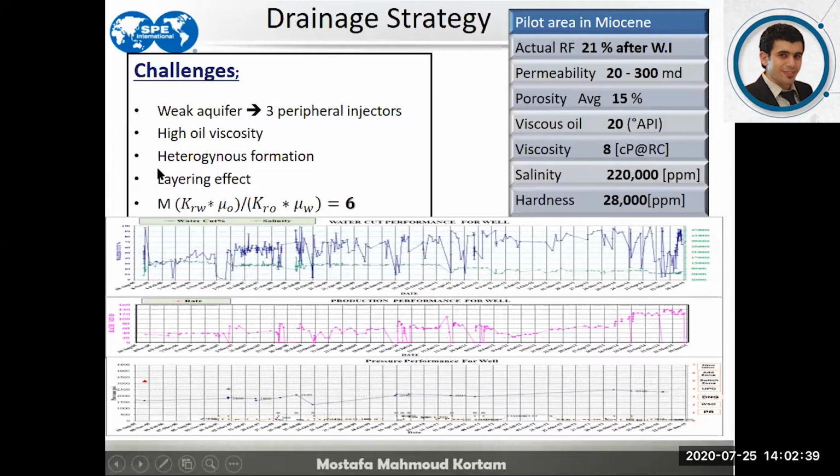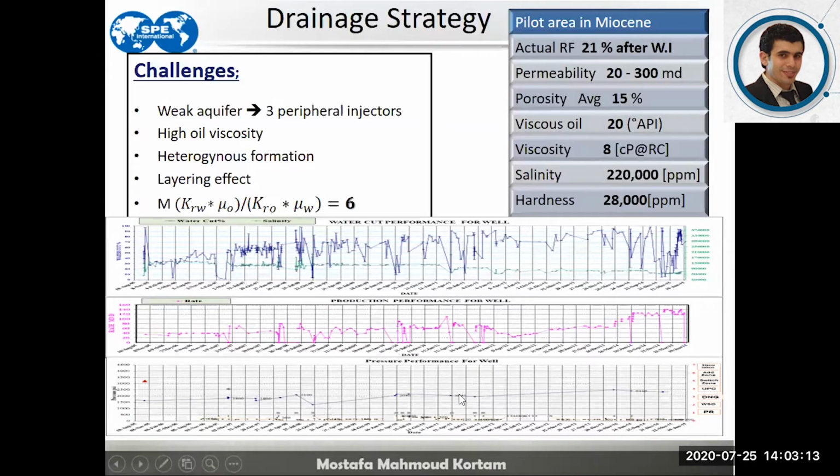With the high oil viscosity and the heterogeneous system, it would generate a layering effect. The calculated mobility ratio was about 6, so it is unfavorable. This is an example of production from one of the wells. The red curve here is the production rate, the gross or total production rate. The blue curve is the water cut, and the green one is the salinity. And that part of the chart represents reservoir pressure.